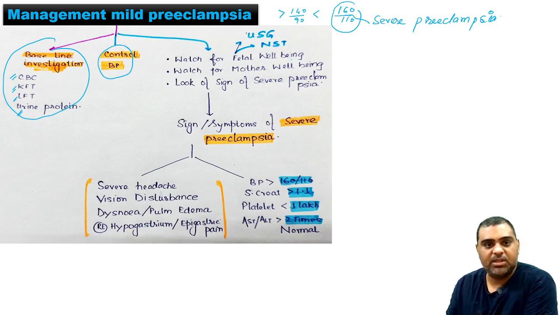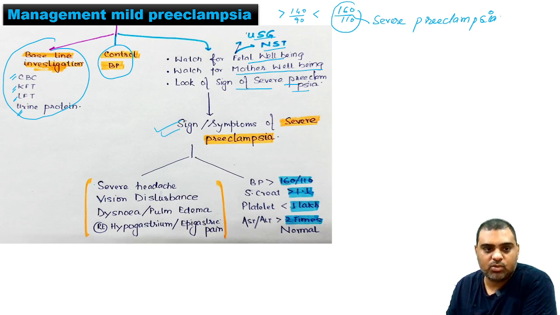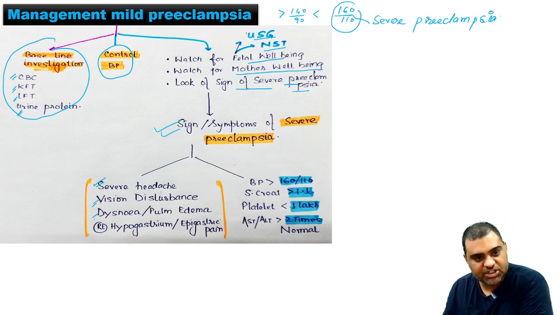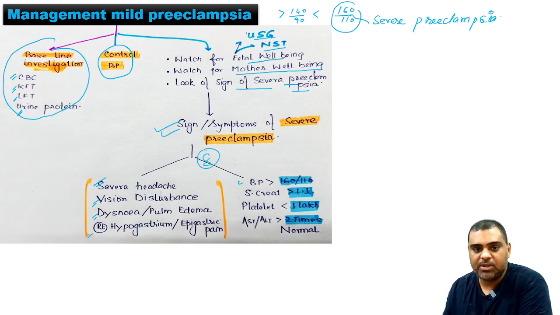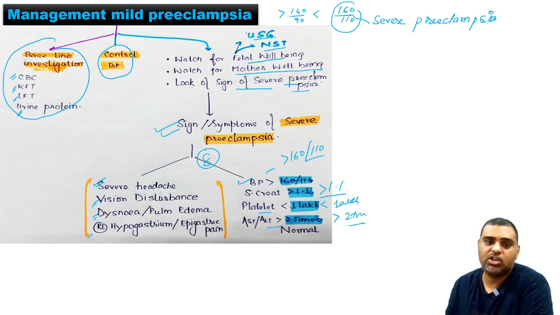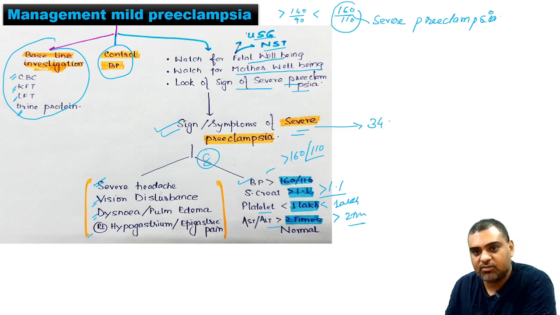Control the BP. Third is watch for fetal well-being through ultrasound and NST. Watch for mother's well-being and look for signs of severe preeclampsia. So the signs and symptoms of severe preeclampsia, I have told you: severe headache, vision disturbance, dyspnea, right hypogastrium pain. These 8 signs you have to understand. If BP is more than 160 by 110, serum creatinine more than 1.1, platelet less than 1 lakh, AST/ALT more than 2 times. If any of them is present, then it is severe preeclampsia. And the best time to deliver in that case will be 34 weeks.